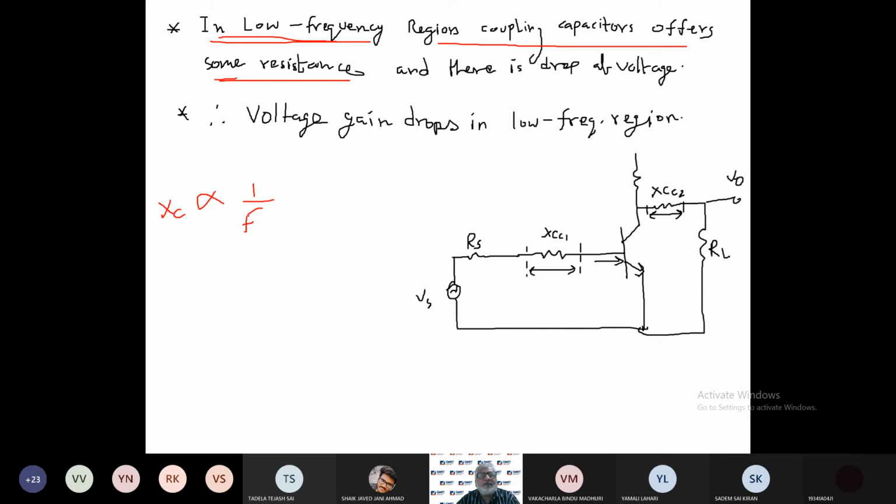So if frequency is less, then the capacitive reactance will increase. So now coupling capacitors will offer some resistance. If they offer some resistance, then there will definitely be some voltage drop across this resistance.